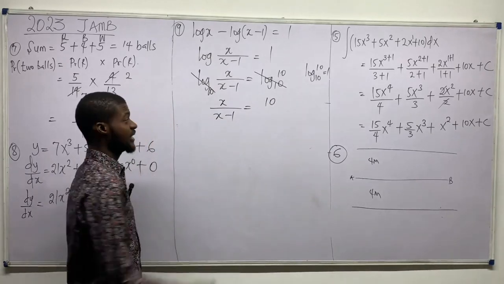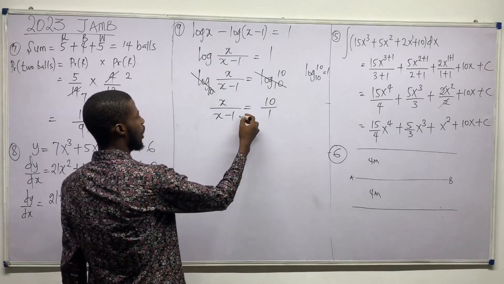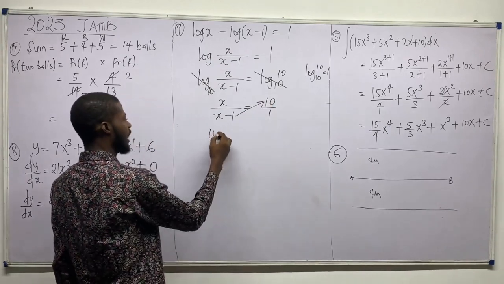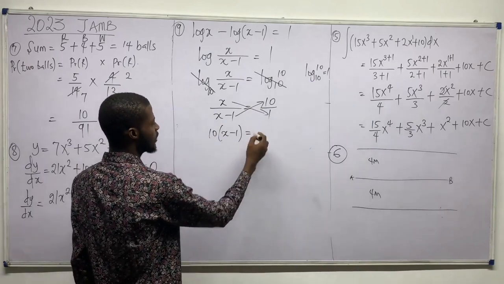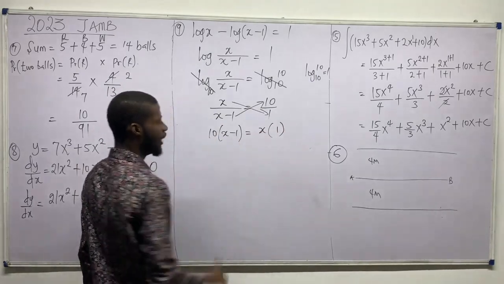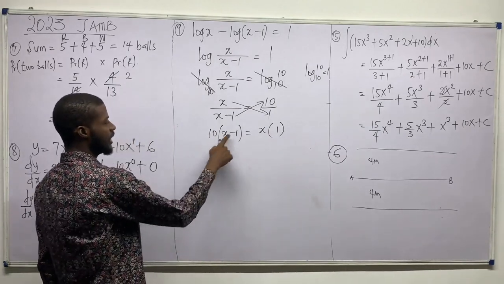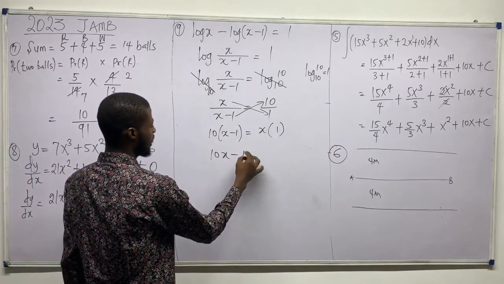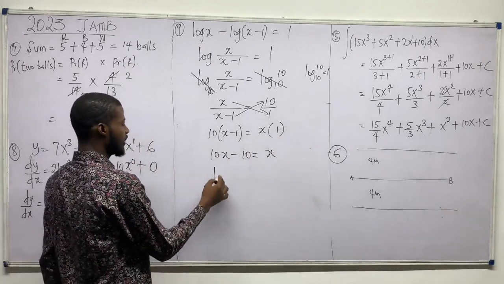10. I can say this is 10 over 1 so that I can easily cross multiply. So this times this. So this is 10 bracket x minus 1 equals x times this. So this is x bracket what? 1. 10 times x will give us 10x. 10 times minus 1 is minus what? 10. Equals x times 1 is what? x.